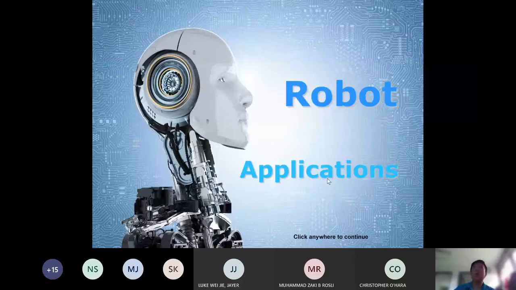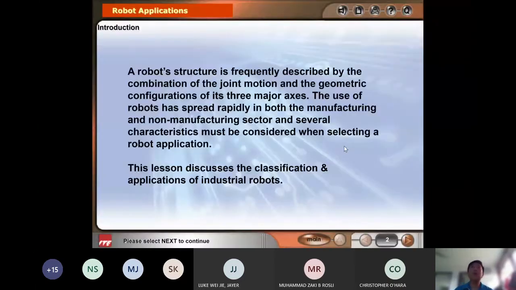All right. Today is the second topic, which is on robot application. Okay, so let's start. Just to mention further, a robot structure is actually a combination of the joint motion and the three major axes. Later, I'll explain what the three major axes are.